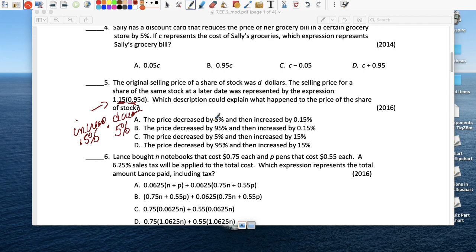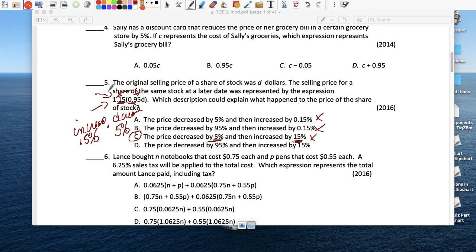So the price decreased by 5% and then increased by 0.15? No. The price decreased by 95% and then increased by 0.15%? No. The price decreased by 5% and then increased by 15%. The actual order, well, we're multiplying, so it doesn't matter the order here, right? Because it's commutative. But the correct answer, the only one that makes sense, is there was a decrease of 5% and then an increase of 15%.